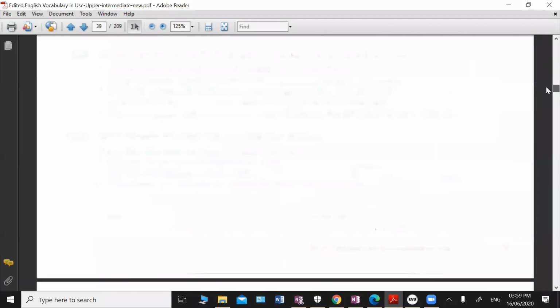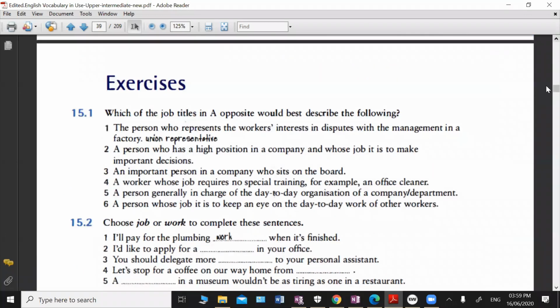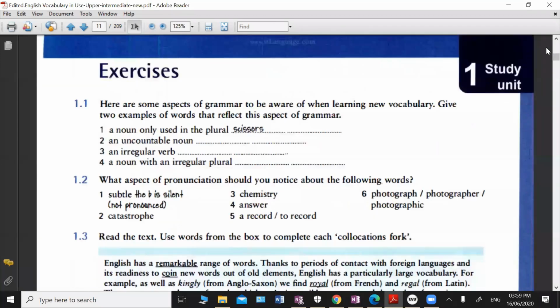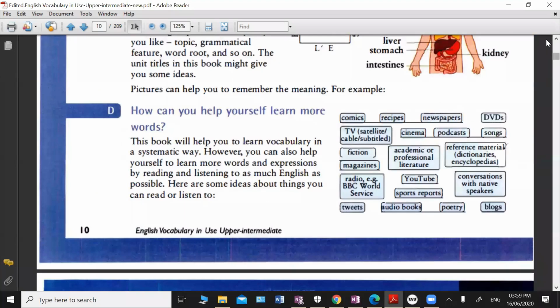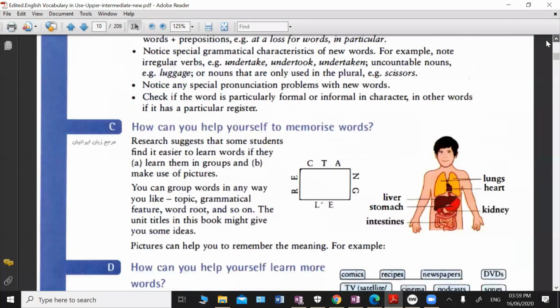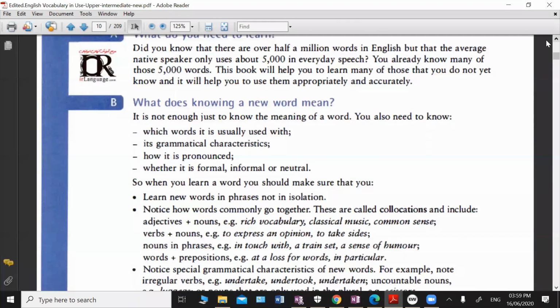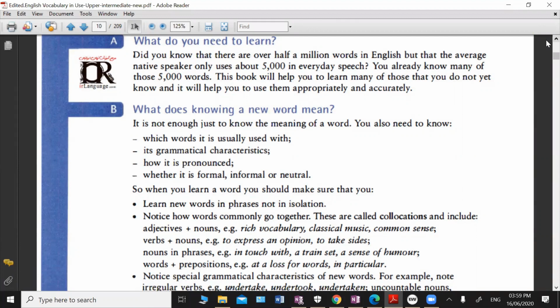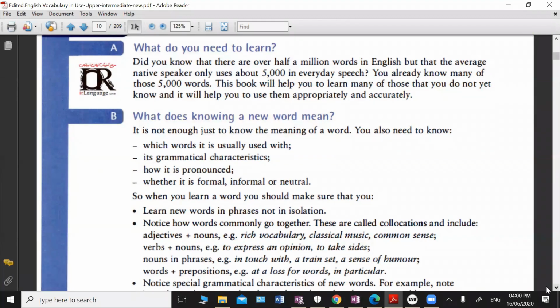And if we just quickly recap something we studied in this unit, and then there is something else about this unit. We will go for that. We studied here that there are millions of words. It's over 500,000 words, but you don't need to learn all the words. You need about 5,000 words. A native speaker speaks about 5,000 words in everyday life.